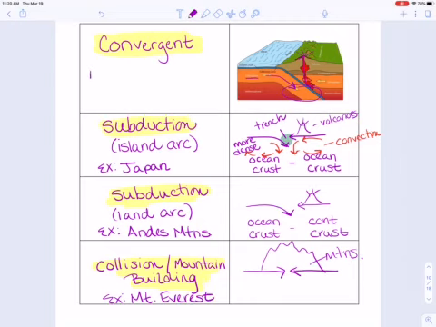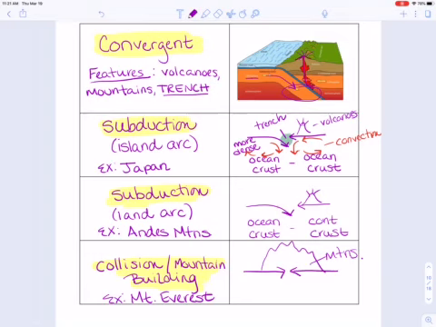And the features we get for a convergent boundary: we get volcanoes, mountains, and trenches. Only at convergent boundaries are we going to get trenches, and we get faults and earthquakes.